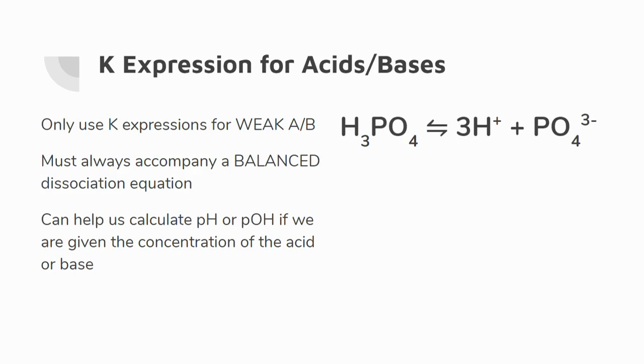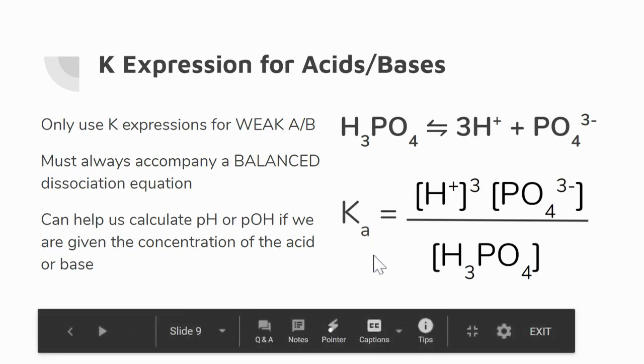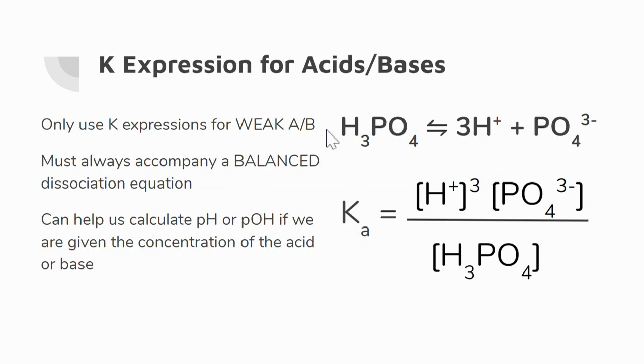We've used the two-directional arrow to show that it breaks apart into 3 H+ and the PO4 3- ion. So when we write the K expression, we say Ka, that's the identifier to let me know that this is an acid, equals products over reactants.